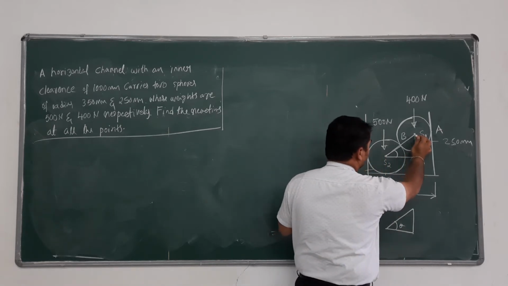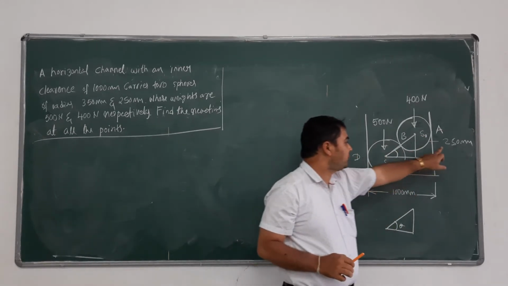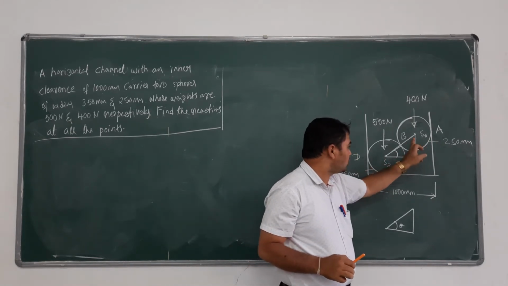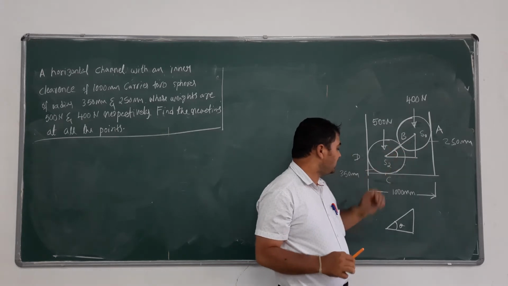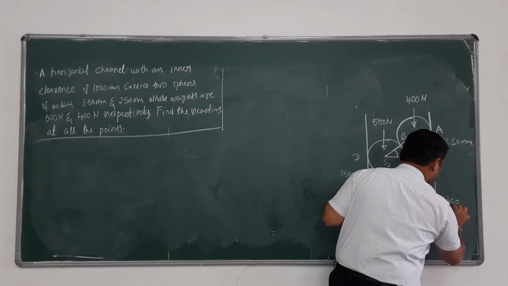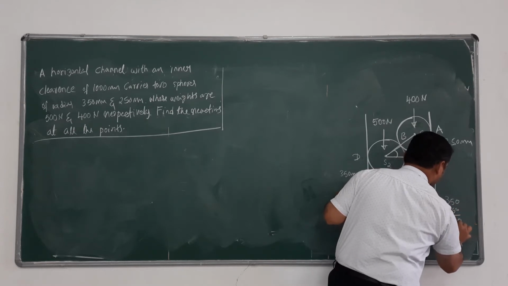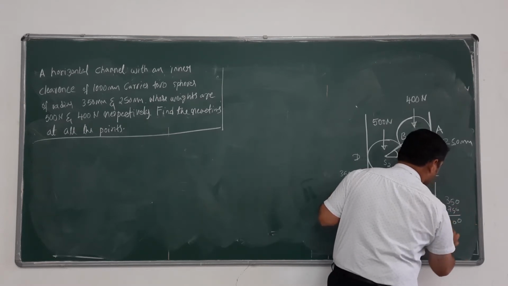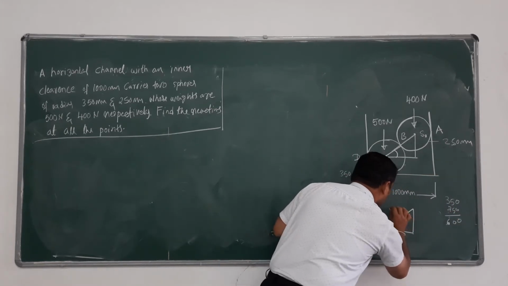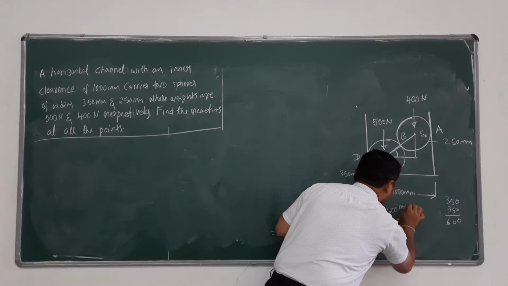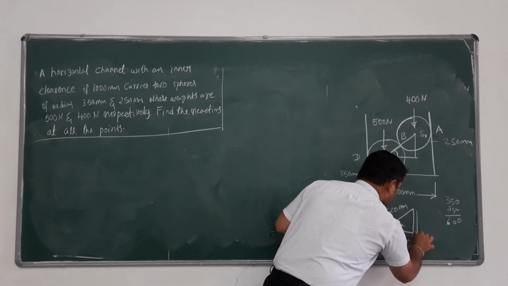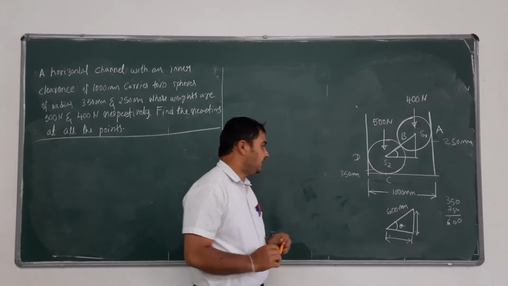We know the radius of sphere 1 is 250 millimeter and sphere 2 is 350 millimeter. Therefore, the total is 350 plus 250, which works out to be 600 millimeter. So this is 600 millimeter. Now we have to find either this one or this one to calculate the theta value.